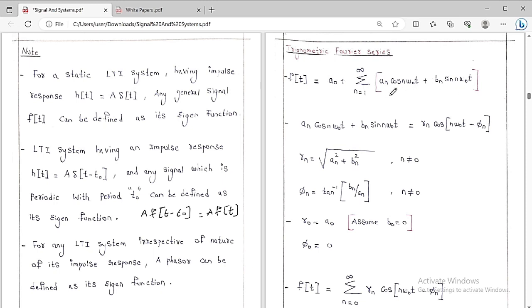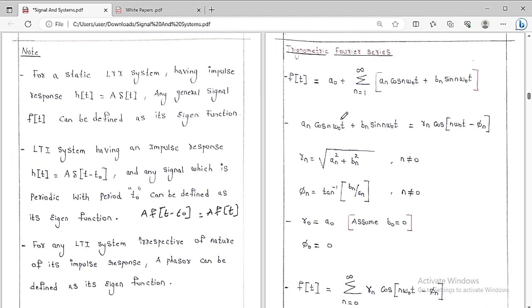Omega naught is equal to 2 pi by t, where t, or t naught, is the fundamental time period of the periodic signal. So always remember, any periodic signal we can represent in the form of sin and cos: f of t is equal to a naught plus sigma n equals 1 to infinity of a n cos n omega naught t plus b n sin n omega naught t, where omega naught is the fundamental frequency, equal to 2 pi by t, and t is the fundamental time period.